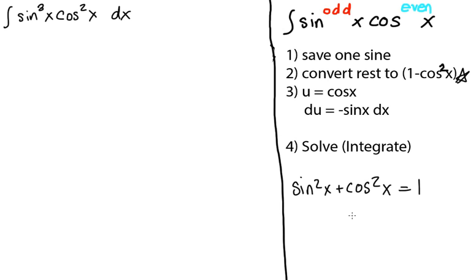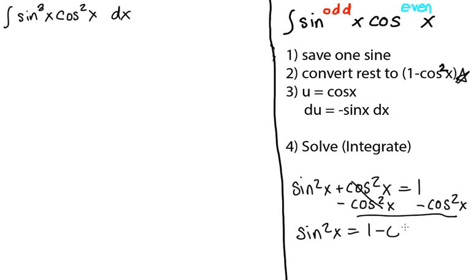So this is a very important identity, and we can get 1 minus cosine squared x from this identity by just subtracting the cosine squared x. So sine squared x equals 1 minus cosine squared x. So sine squared x is the same thing as saying 1 minus cosine squared x.